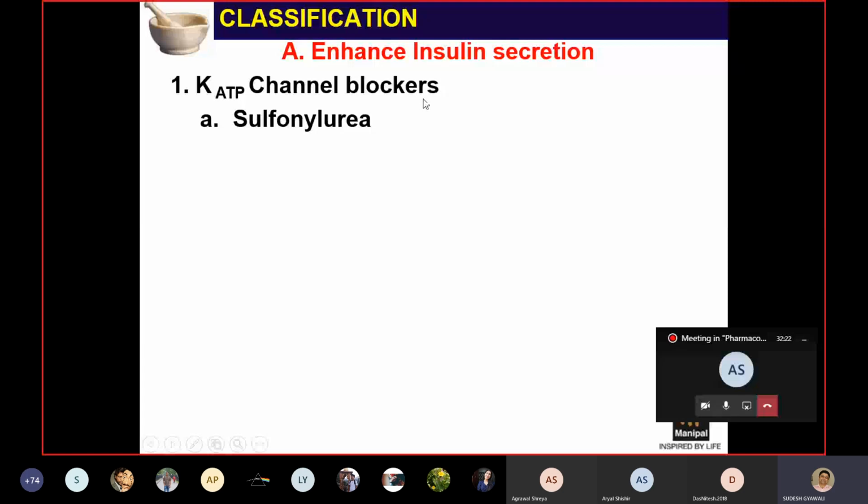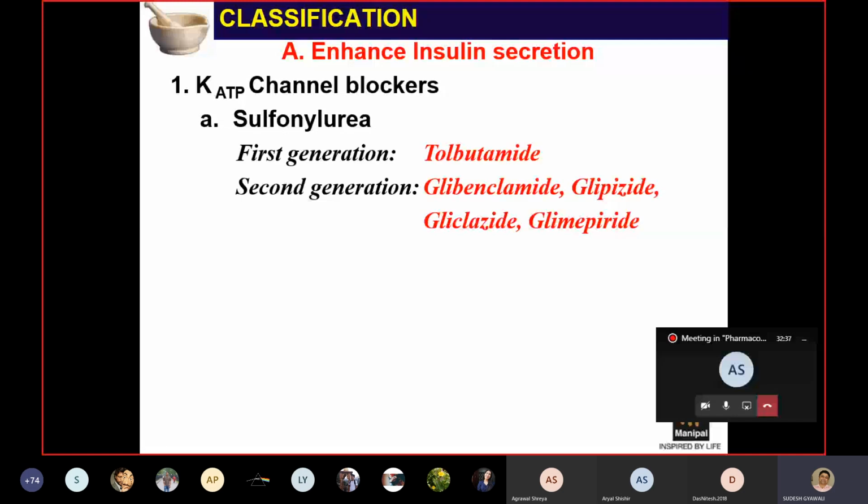With animation we have explained the potassium channel which is blocked, and then there will be depolarization and calcium enters, okay. So that is channel blockers. One important group of drug is sulfonylurea. We have first generation sulfonylurea, tolbutamide, and second generation sulfonylurea, glibenclamide, glipizide, gliclazide, glimepiride, etc.